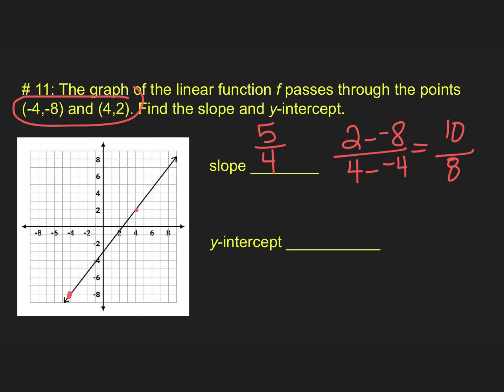How can I check it? Start down here. Up 1, 2, 3, 4, 5 over 1, 2, 3, 4. It's good, okay? And my y-intercept is that point right here, so that's a negative 3. All you need on this one was the slope and y-intercept, no equation needed.